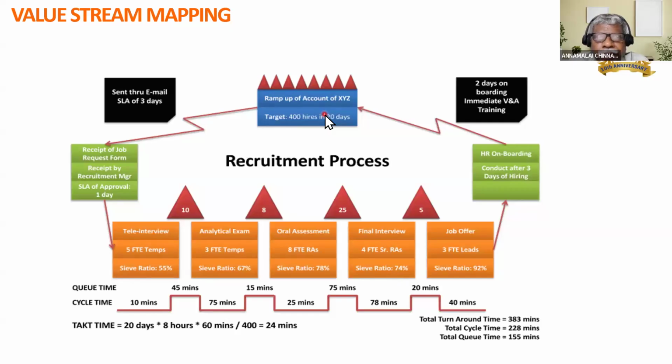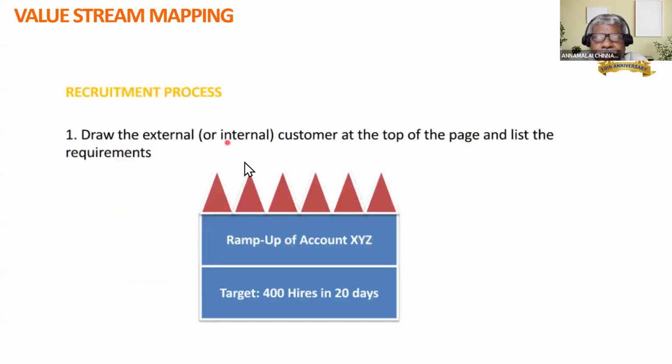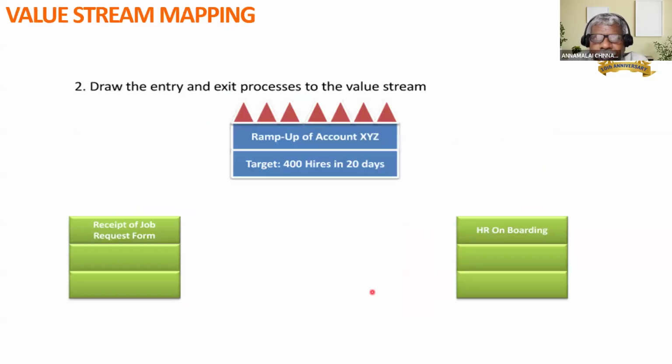When you want to do the value stream mapping, first draw the external or internal customer at the top of the page, along with the requirement. First, we like to see who the customer is and what their requirement is. Here the customer is the production department, XYZ, and their target is to get 400 people hired in 20 days. We have to identify the customer and the customer requirement.